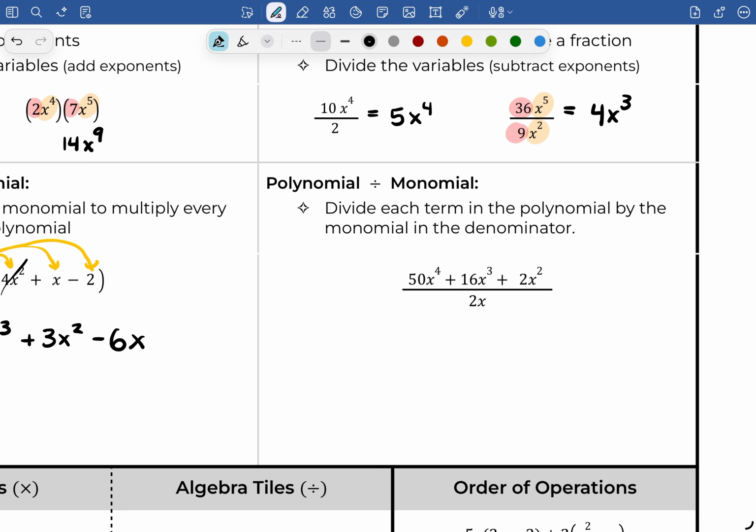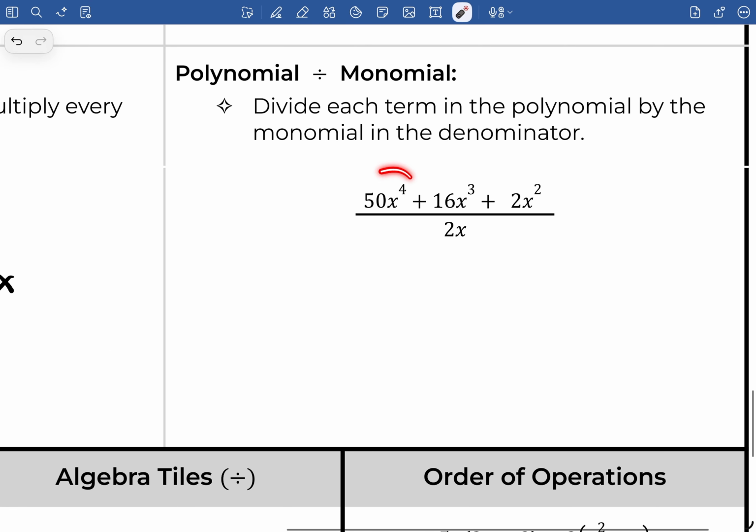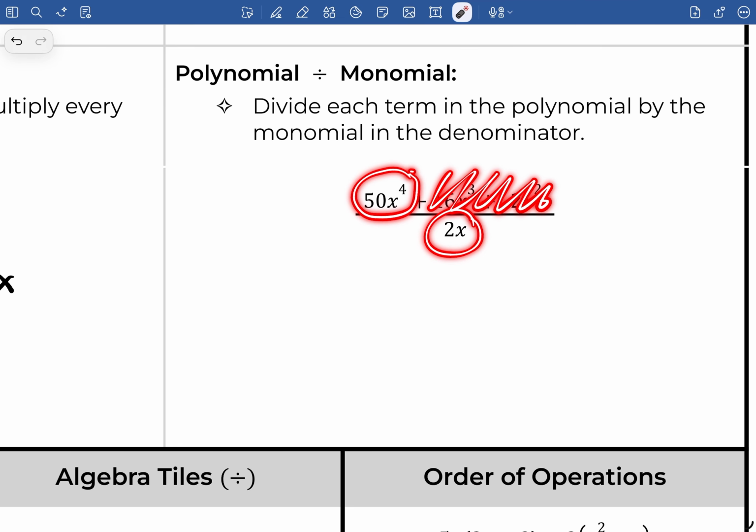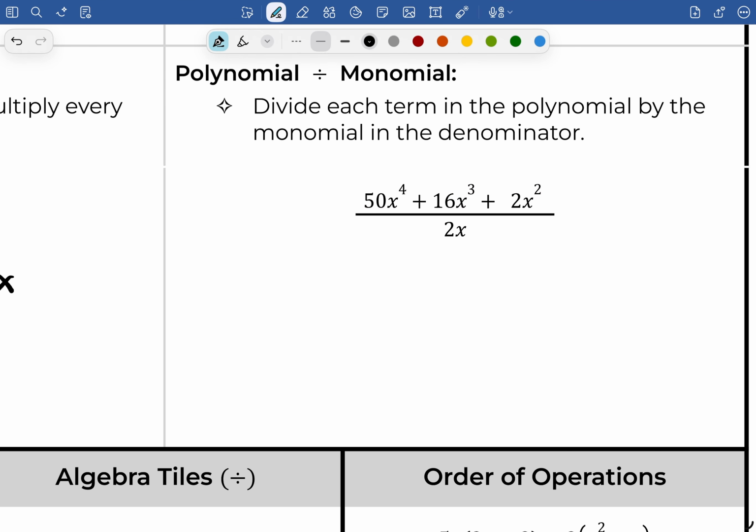So for dividing, if we have a polynomial on top and a monomial on the bottom, we're doing the same thing. We're essentially distributing this 2x to each of the terms, so they each get divided by 2x. If you want to, you can write it all out. It's okay if you don't in this case. What we're really thinking is what is 50x to the power of 4 over 2x, as if that were our fraction. So what's 50 divided by 2?